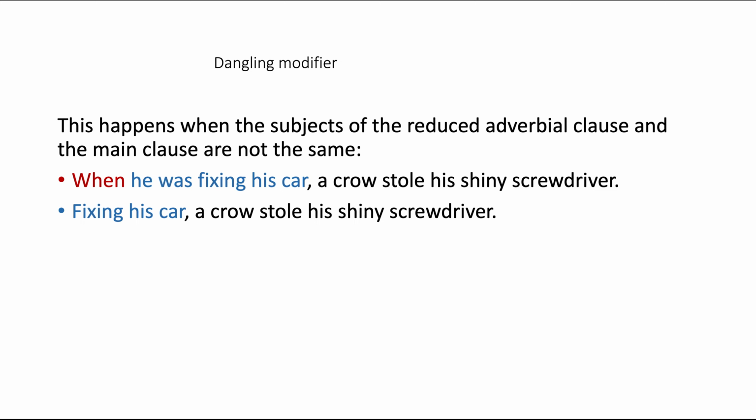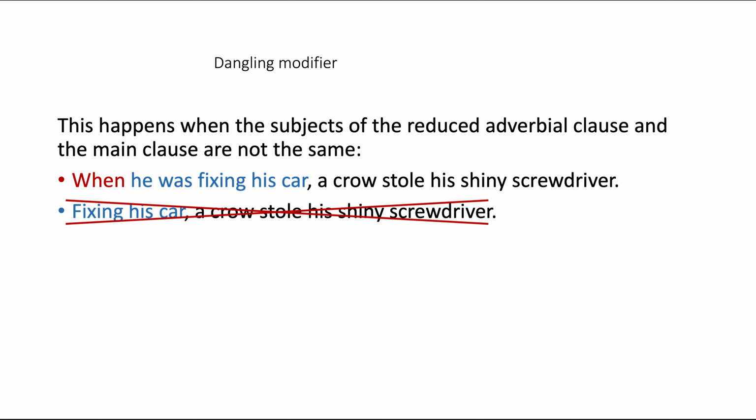Because basically what you're saying here is that a crow was fixing his car, and the crow himself stole his shiny screwdriver. And it doesn't make sense. Well, maybe in some context, in some stories, but not in reality. So unless you really want to mean that a crow was fixing a car and then that crow stole his shiny screwdriver, then go ahead and use that. But this is not the same as the sentence above, like when he was fixing his car. These do not have the same meaning. And this is called the dangling modifier.